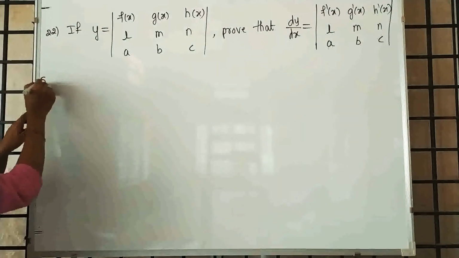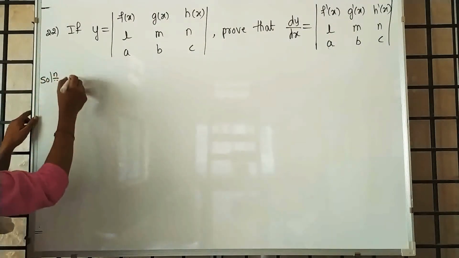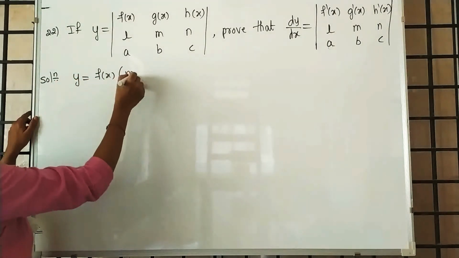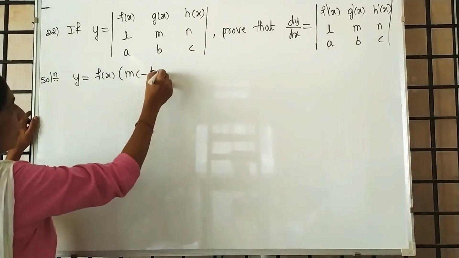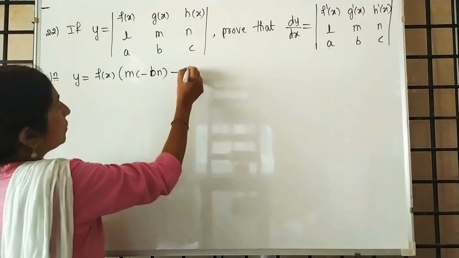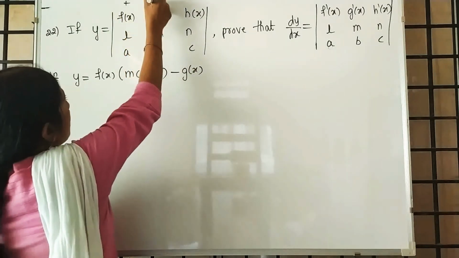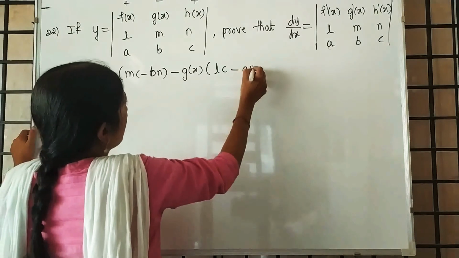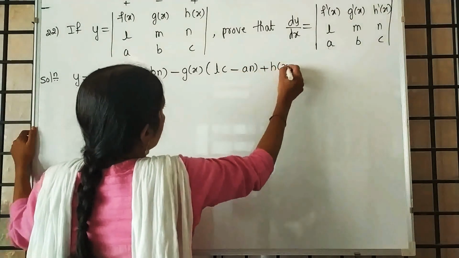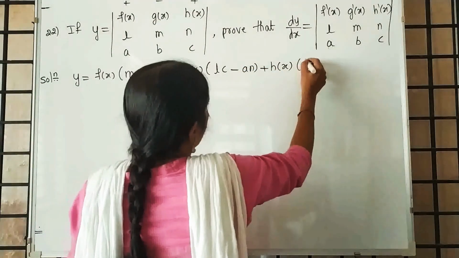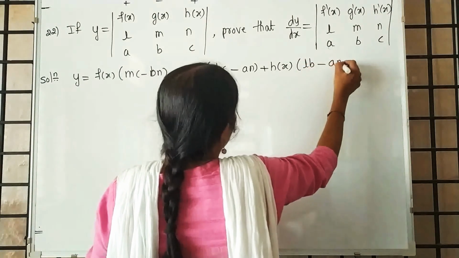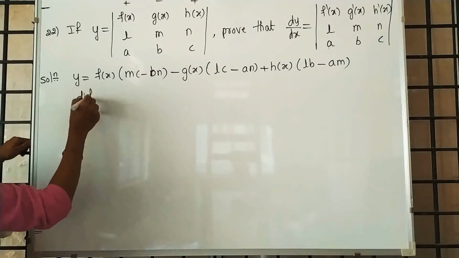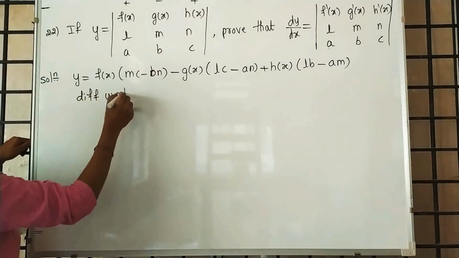In the solution, first expand this determinant. You are familiar with that. F of x outside in the bracket m into c minus b into n, minus g of x, this is plus minus plus, in the bracket l into c minus a into n, plus h of x, l into b minus a into m. And now we are differentiating with respect to x.